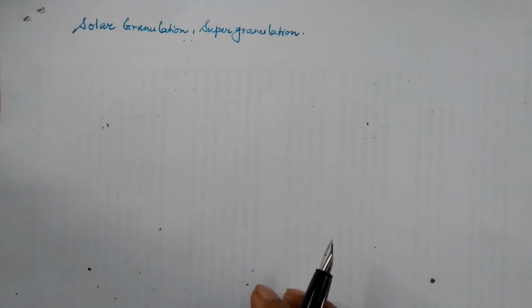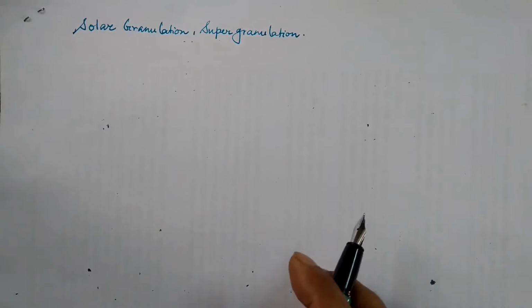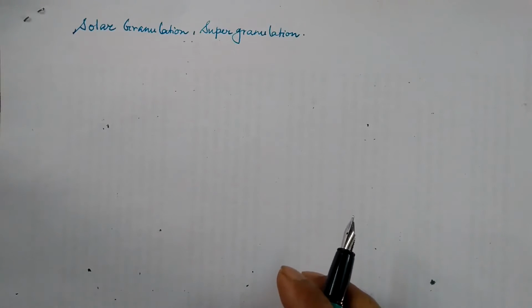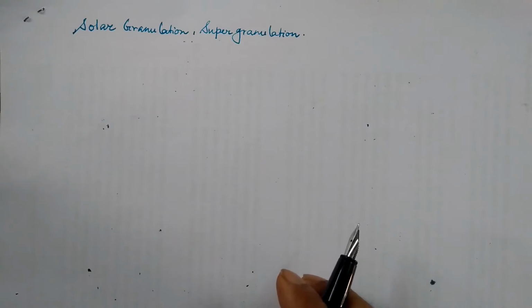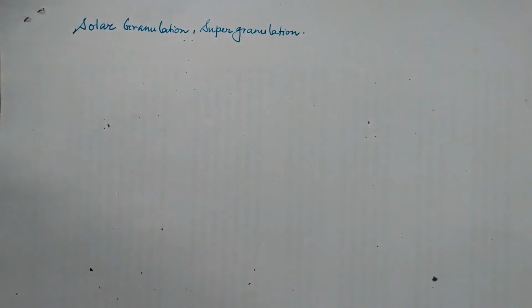So when we look at the sun's disk, we see typical grain-like fine structures on the visible disk of the sun. We know that when we look at the sun's disk, it is the photosphere that we are looking at. And these grain-like fine structures are the granulations. These are typical features of the photosphere.